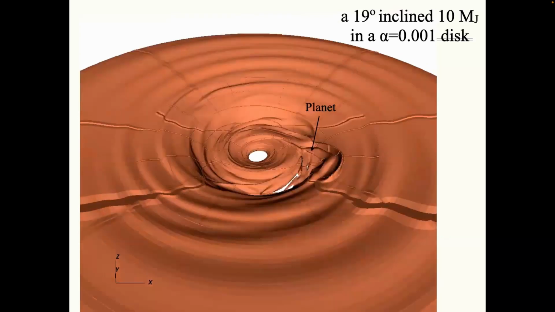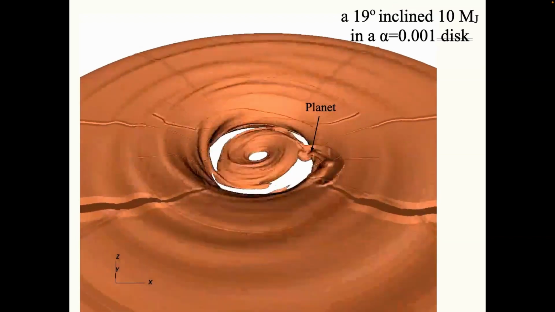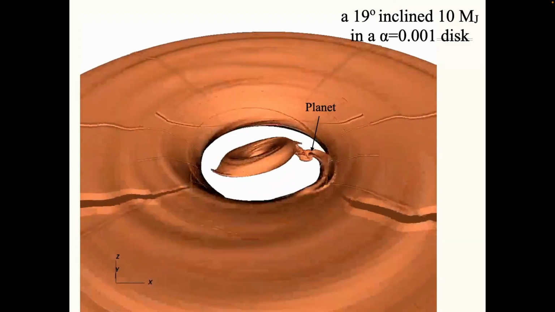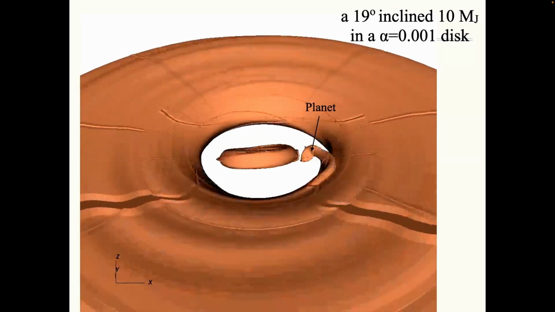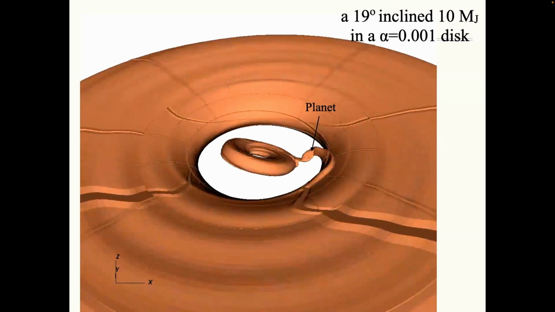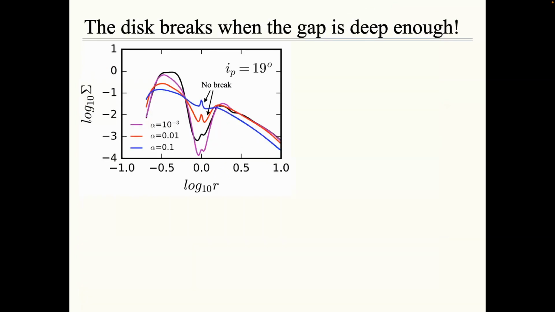But if the disk viscosity is low or the turbulence is weak, then the companion will open a deep gap. And then the inner and outer disk do not communicate with each other. The inner disk just persists by itself, and then you cause a significant misalignment between inner and outer disks. Okay. So clearly whether the disk breaks depends on how deep the gap is.